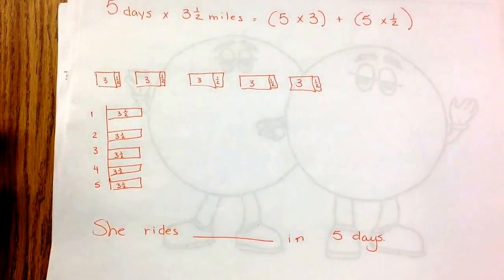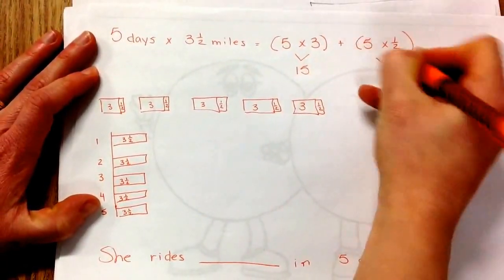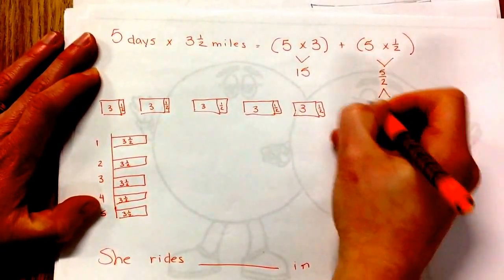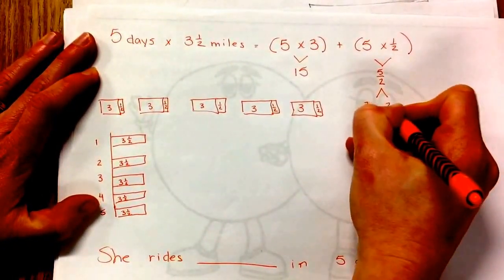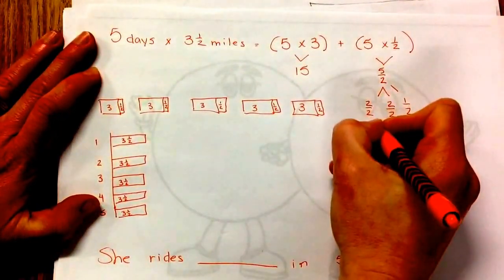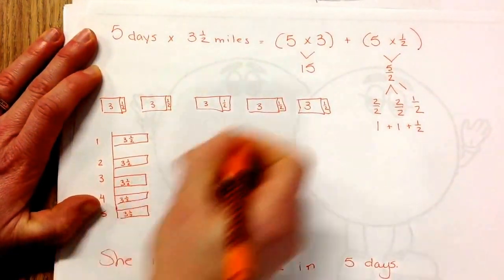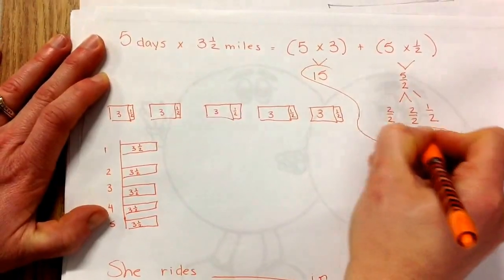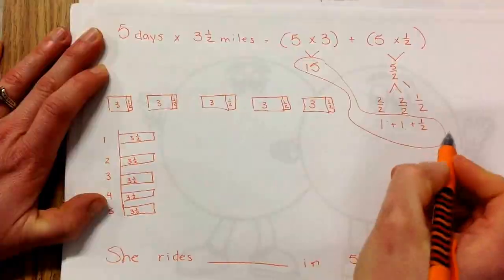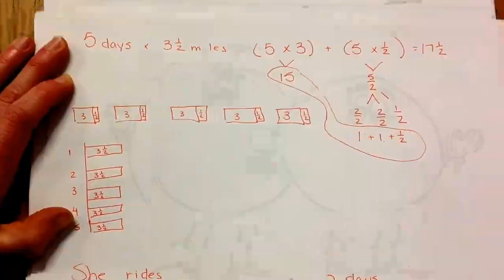And if you have solved it, here we go. 5 times 3 is 15. 5 times a half is 5 halves, which we know is 2 halves, 2 halves, and 1 half, which is 1 plus 1 plus a half. So if I add all of that up, 15, 16, 17 and a half. 17.5 miles in 5 days.